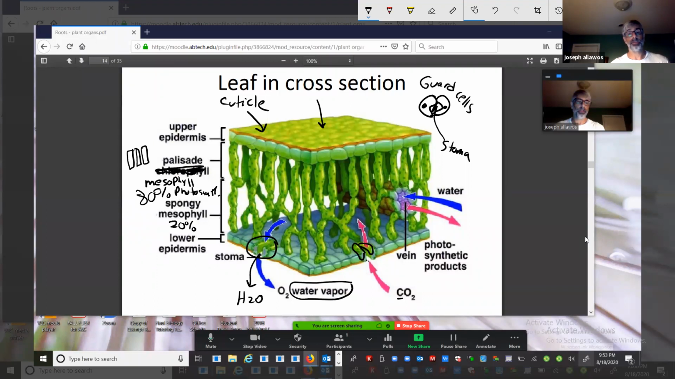Okay, so these stoma can open and close, and the plant is constantly opening and closing them. Can you think of a reason why in a temperate climate or a dry climate, the stoma would only be on the bottom of the leaf and not the top?